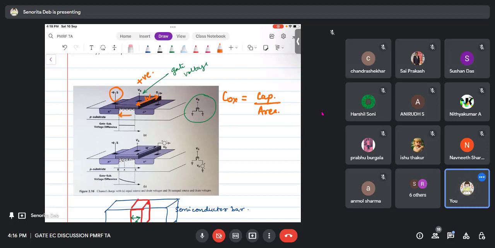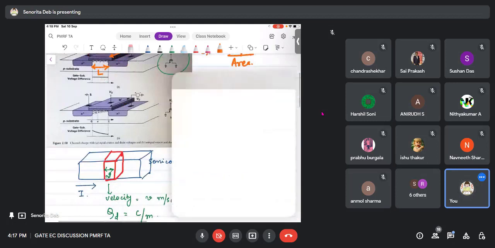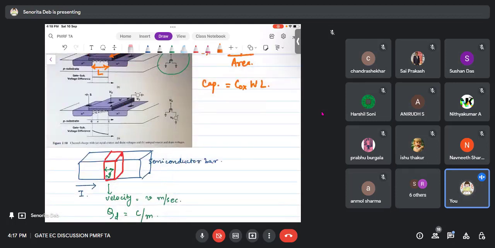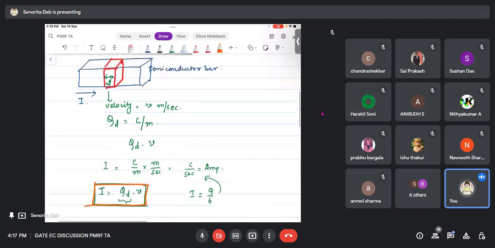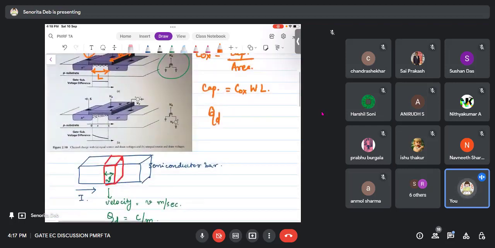So basically the total cap is nothing but COX into W into L. This is your total cap. But here what I am doing, I am checking the QD, right? So we saw that the current is given as I equals QD into V. QD is nothing but coulomb per meter, right? It is charge per unit length. Therefore, when we write QD, we have written C into V. V is the voltage. C we will write as COX into W into V.